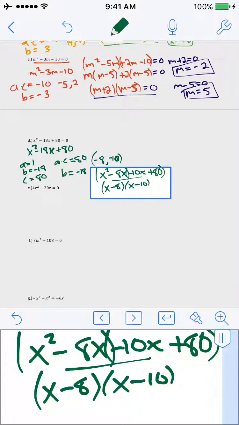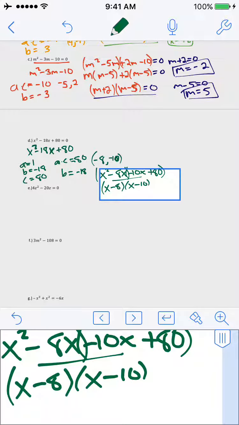Factor out negative 10, and you get x plus 8, x minus 8, x minus 10. That still equals 0. Now I will apply zero product property. So either this one equals 0, in that case x is equal to 8, or x minus 10 is equal to 0. So in that case, x is equal to 10. And I got my two answers.